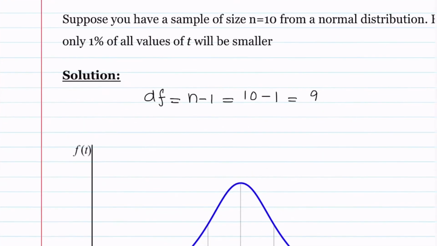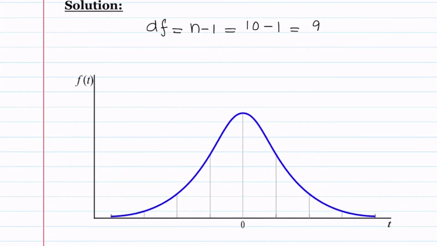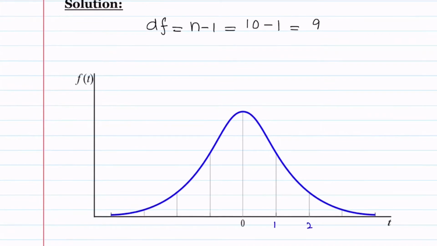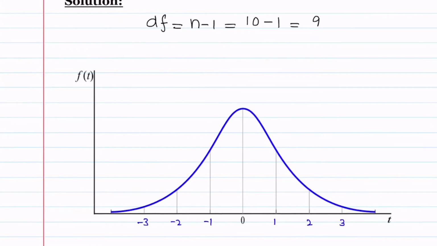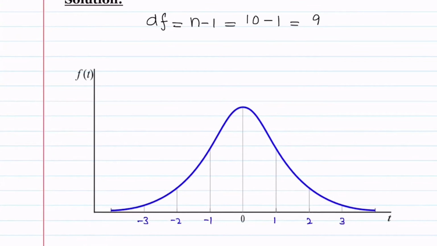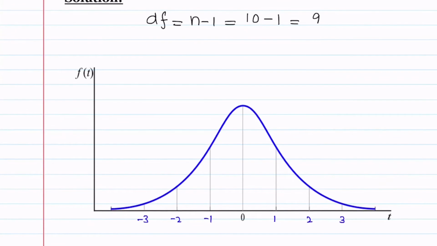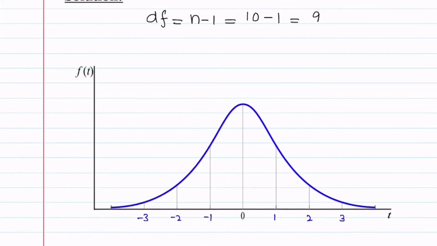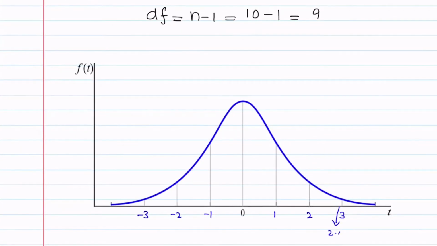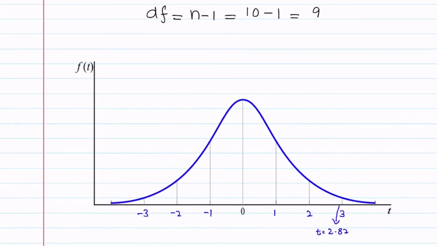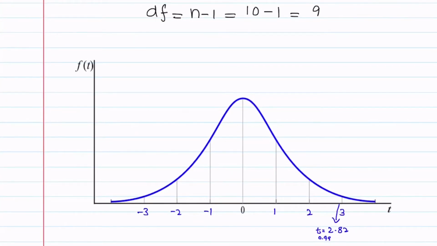Our t distribution is actually symmetrical about 0, so it can be written like this: t 0 1 2 3, and on the left side -1 -2 and -3. So 2.82 lies very close to 3 on the right hand side of the 0, but the values which are smaller than this value of t are 99%. So we have to take a mirror image and go to the other side where only 1% of values lie below that value, so that will be minus 2.82.